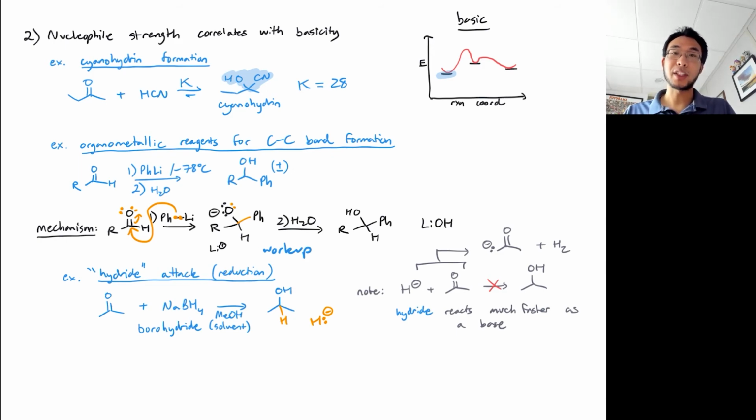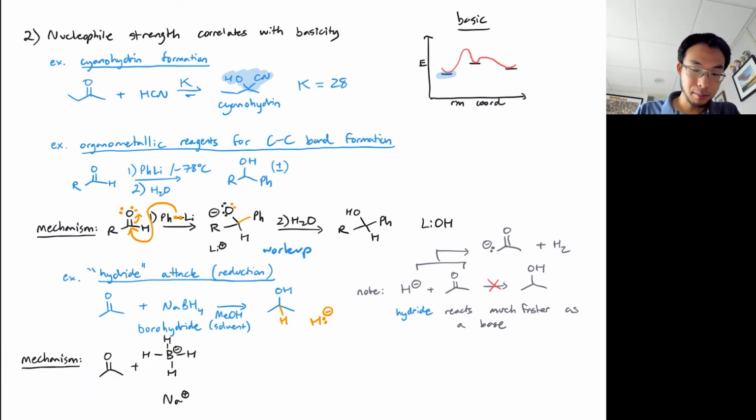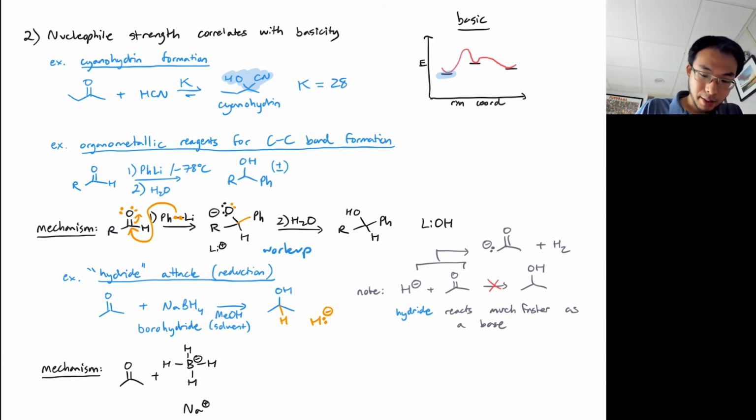So because we can't use hydride as a nucleophile, researchers invented sodium borohydride as a different way to have hydride nucleophiles. So the mechanism looks like this, where the sigma bond between boron and hydrogen are fairly nucleophilic, and that's what's attacking our electrophile, getting us to our alcohol like so.